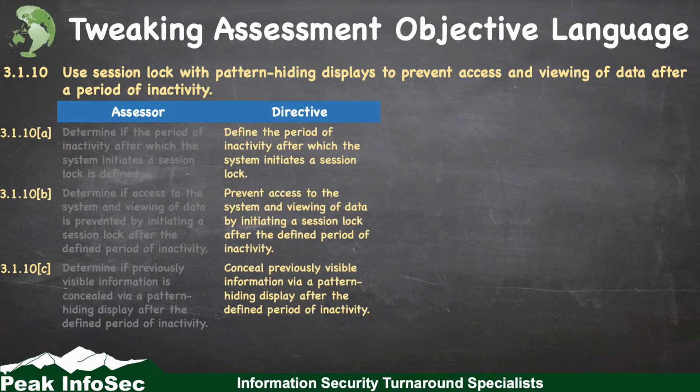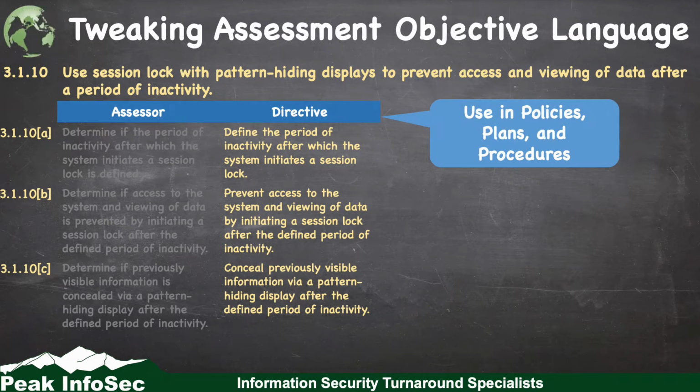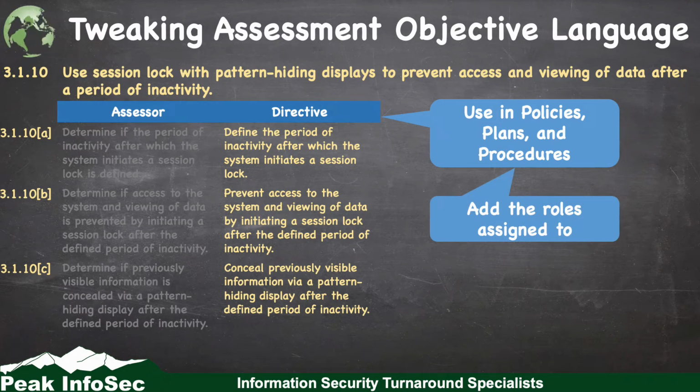Now, when we look at the next step, let's turn this into a directive statement. You need to, as the OSC, define the period of inactivity. You, as the OSC, need to prevent access. You need to conceal. So turn this into a directive or an imperative statement. Now the good news is these you can use in your policies, plans, and procedures. They're very effective also when you add the assigned roles to them. This is where things get beneficial for you to track and coordinate everything that's going on.